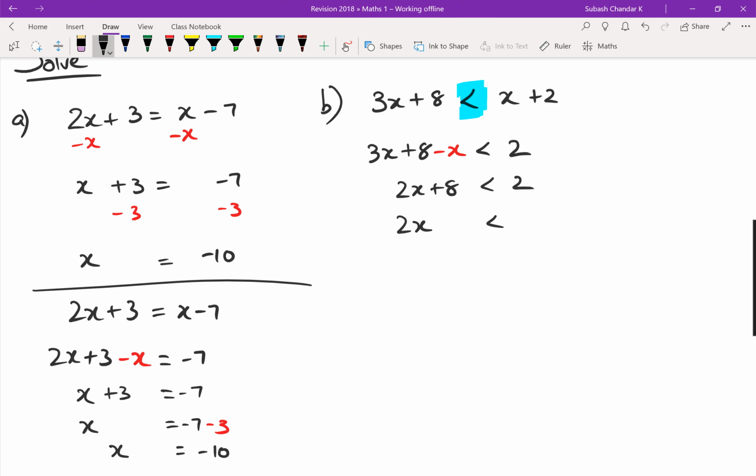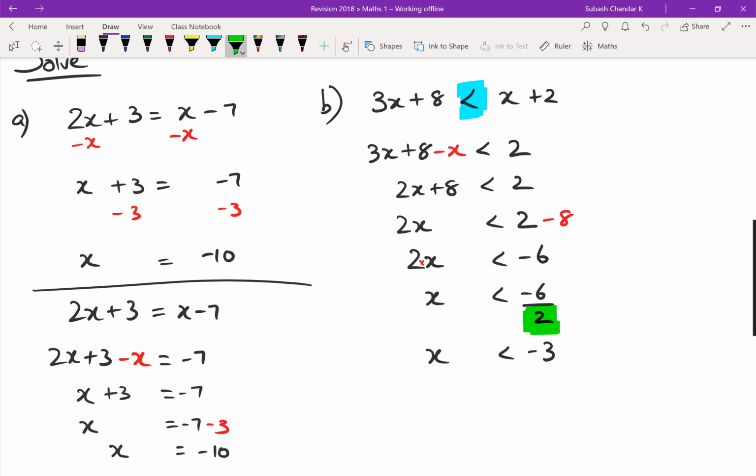And then the 8 actually goes to the other side, becomes minus 8. And I've got 2x is less than minus 6. And finally, divide by 2, because 2 is getting multiplied by x here. So on the other side, it's going to become divided by 2. And what you're left with is x is less than minus 3. Now, the only time you need to worry about changing the sign is this part right here.